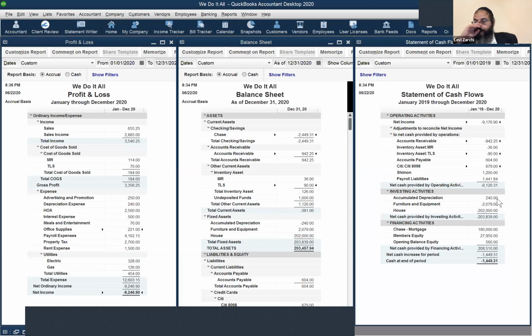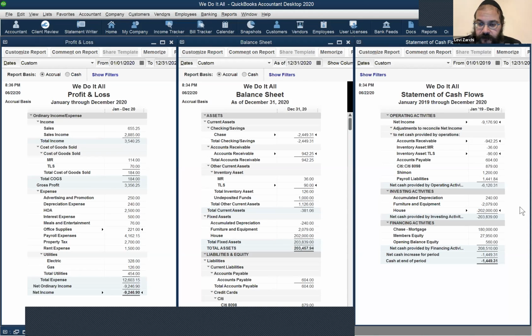Now, investing activities affect our cash. In which way? Well, accumulated depreciation, right? Just like depreciation expense was an expense, accumulated depreciation puts it back. The asset, the furniture and equipment, was really cash that went out. We paid for it, so we have to deduct it. This is called investing because we're buying assets. It's not an expense. The house is a negative cash because we bought something with cash.